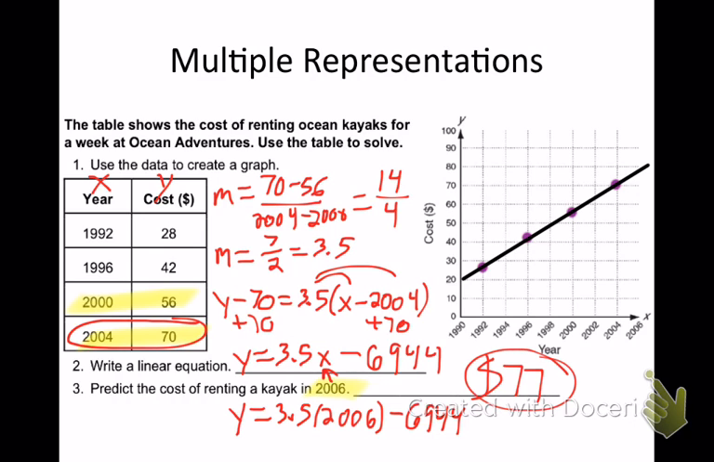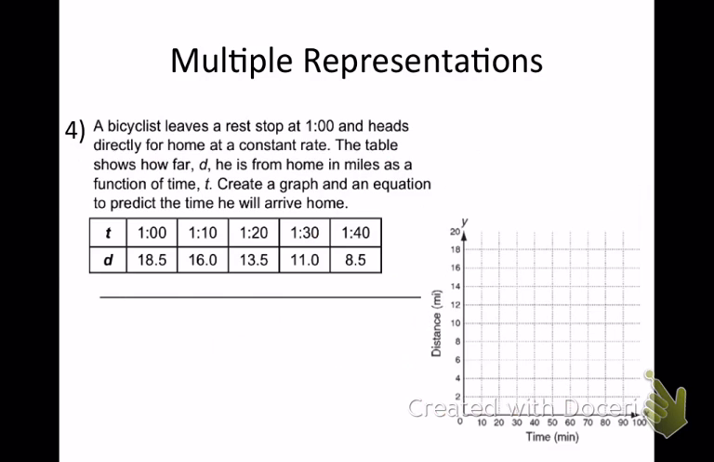Nice job. Very good. Wait, so you just multiply 3.5 times 2006 and subtract? Very good. Yep, I'm just plugging into that. That's why I have the equation, so I can just plug it in. Yep. 9.1, ladies. Let's try the next one.